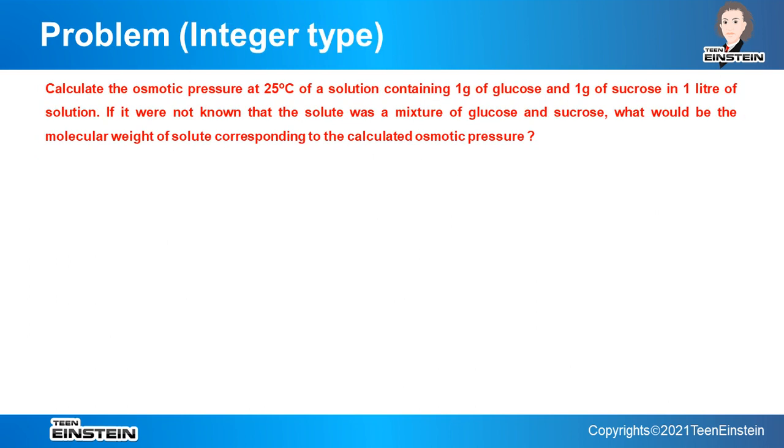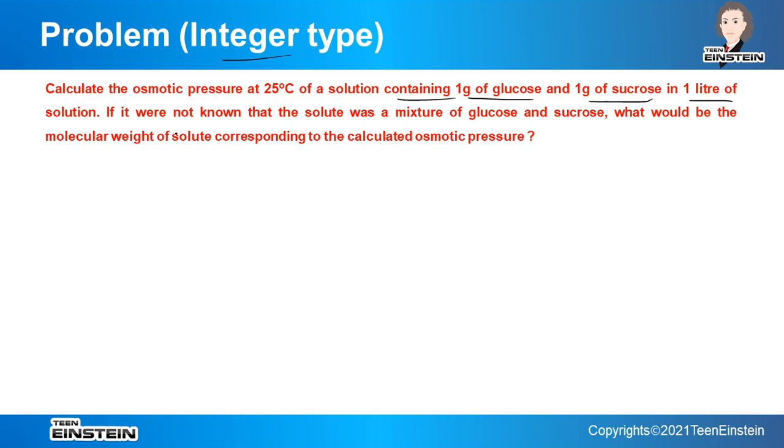Another osmotic pressure problem, but now we do not have any options. It is an integer type of question. So we have to calculate the osmotic pressure at 25 degrees centigrade of a solution that contains 1 gram glucose and 1 gram sucrose. So we have two different types of solute. The solution volume is 1 liter.